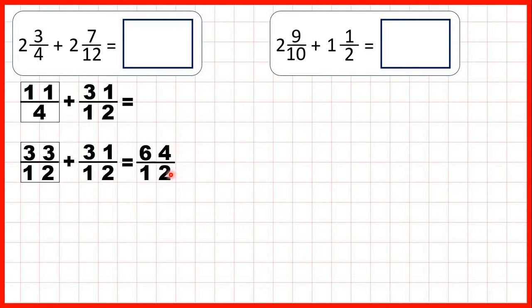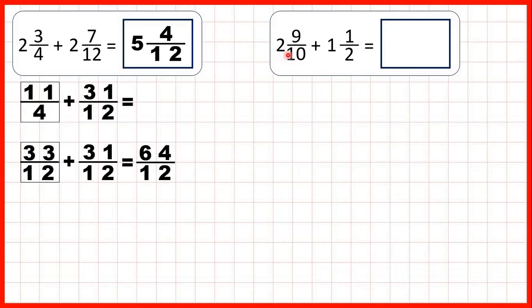64 divided by 12 is 5 remainder 4, and the denominator stays the same, so our answer is 5 and 4/12. We can check that because 5 times 12 is 60, plus 4 is 64.